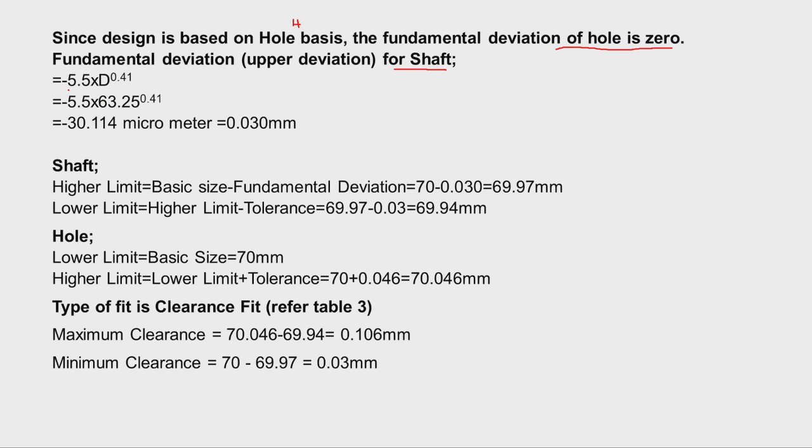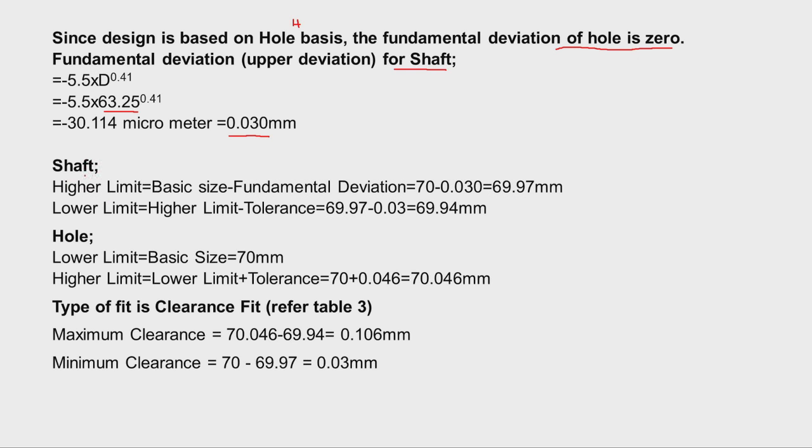Now from table number 4 we can get this equation for getting the fundamental deviation for F shaft. So for F shaft, fundamental deviation, that is upper deviation, is equal to minus 5.5 times D to the power of 0.41. So we have to feed the value of D, that is 63.25, then we get the fundamental deviation, which is nothing but upper deviation, as 0.030 millimeter. So once we find the fundamental deviation and tolerance values, we can fix up the limits for shaft and hole.